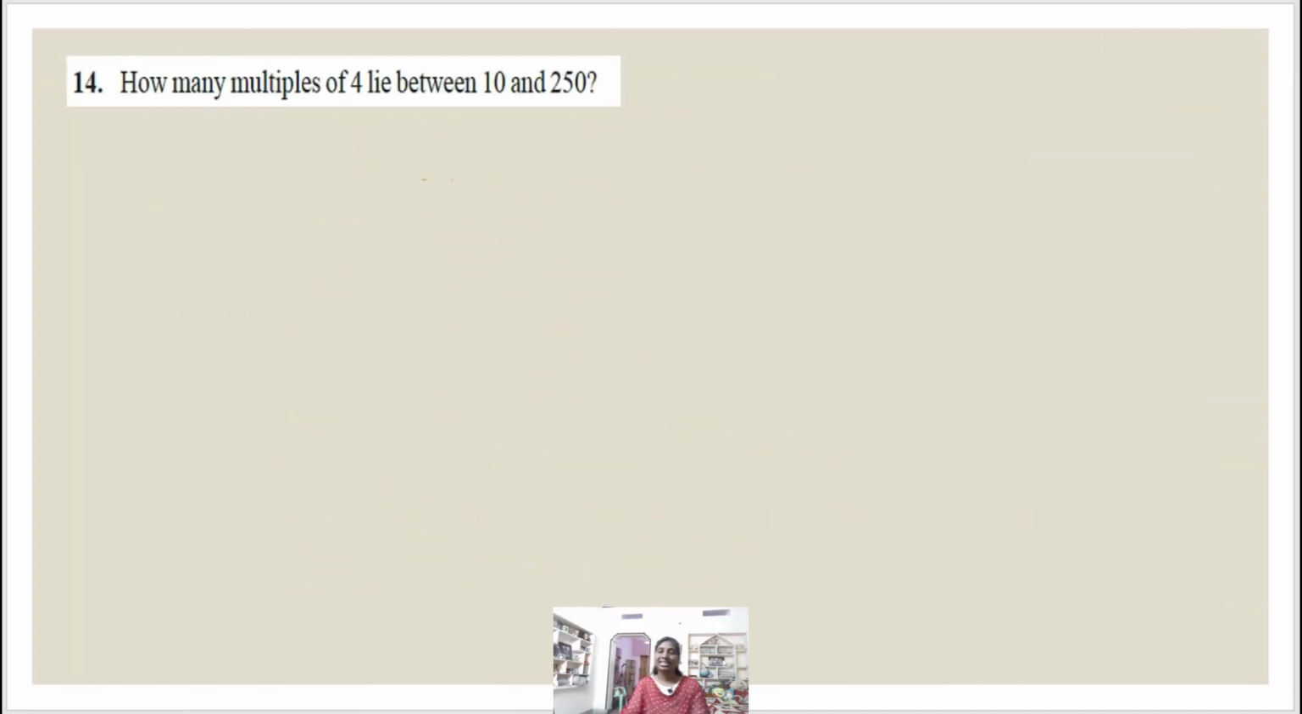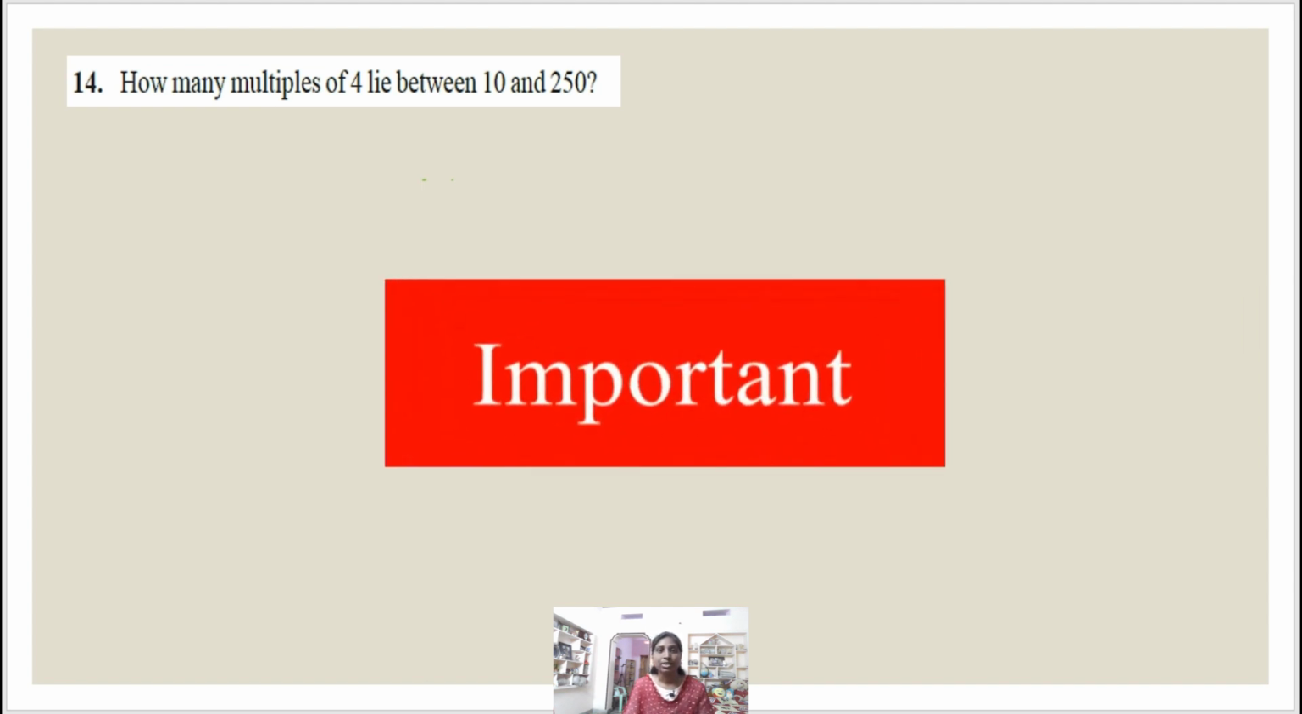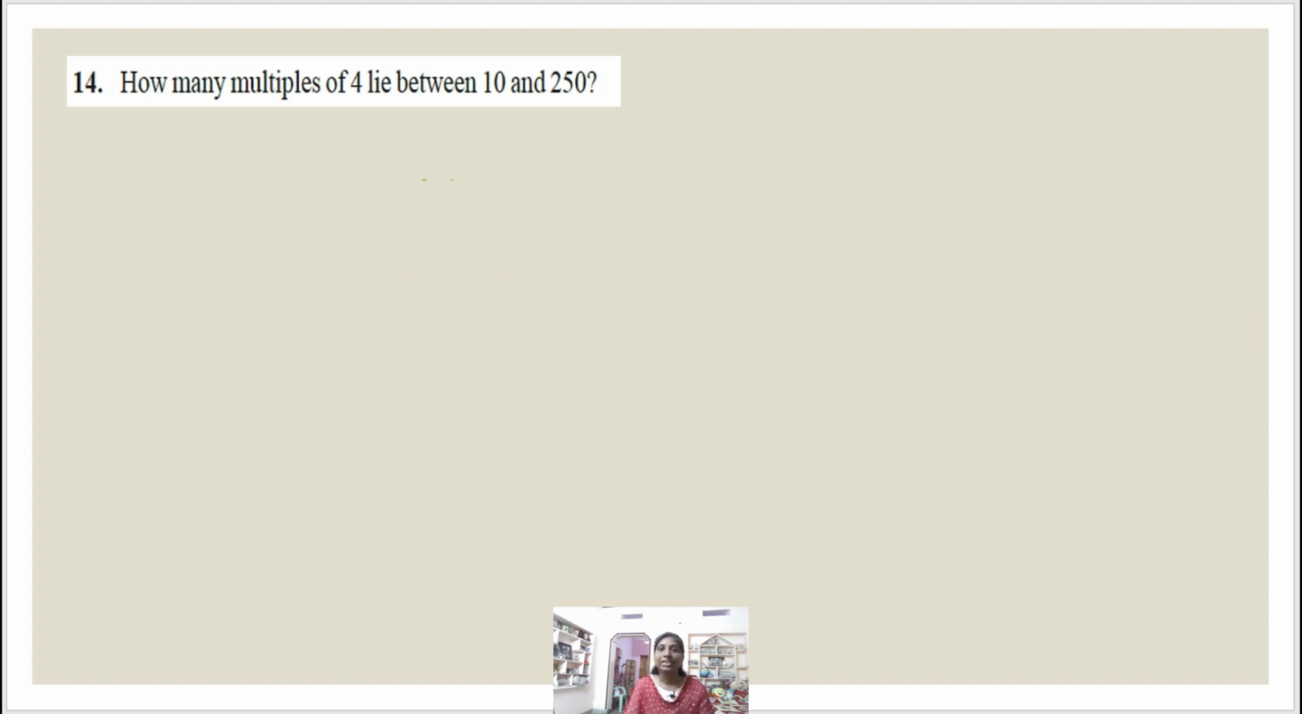So friends, let us read this question. How many multiples of 4 lie between 10 and 250? It is a very interesting and important question. So how to solve it? Between 10 and 250, we have to find out how many multiples of 4 lie.